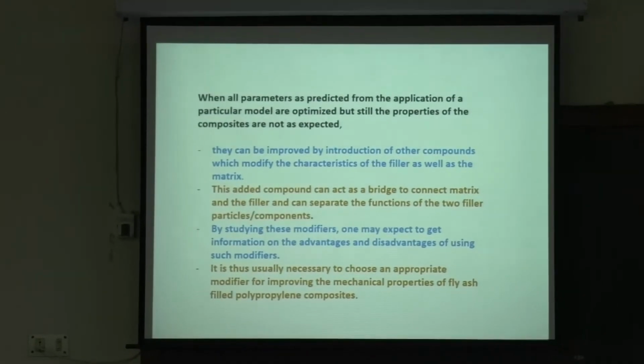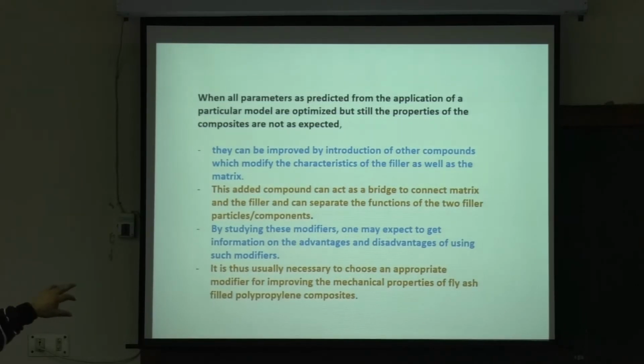When all parameters predicted from the application of a particular model are optimized, but still the properties are not as expected, then they can be improved by introduction of other compounds. And this added compound can act as a bridge to connect the matrix and the filler.